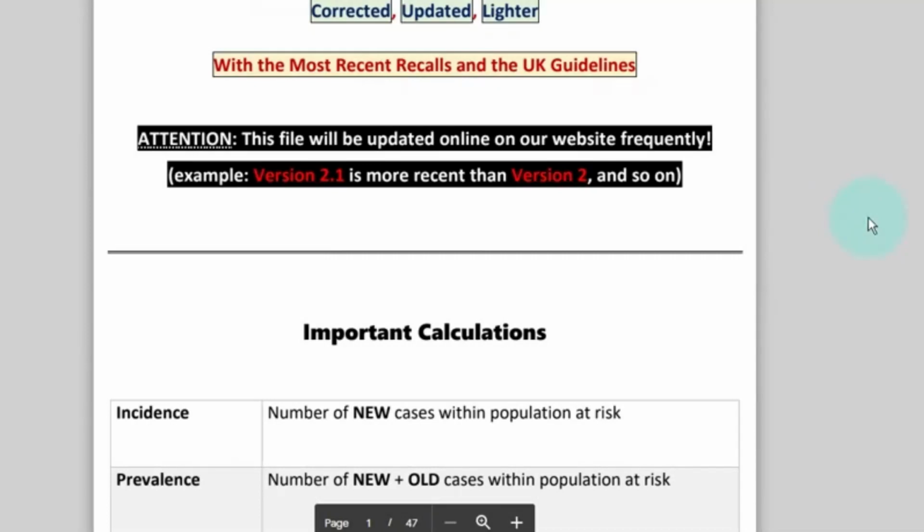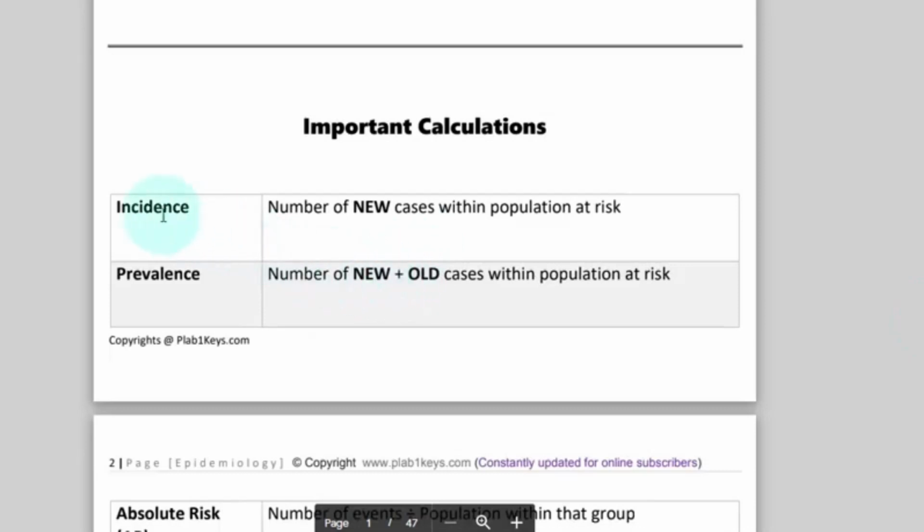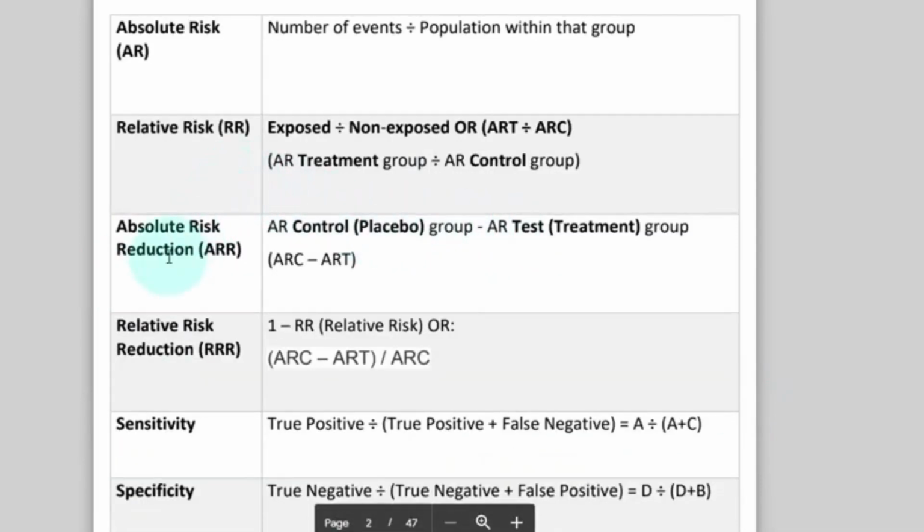Start the epidemiology section of the PLAB 1 keys. This is the outline and the summary of the things that I'm going to discuss. We'll discuss the incidence, prevalence, absolute risk, relative risk, absolute risk reduction, relative risk reduction, sensitivity and specificity.